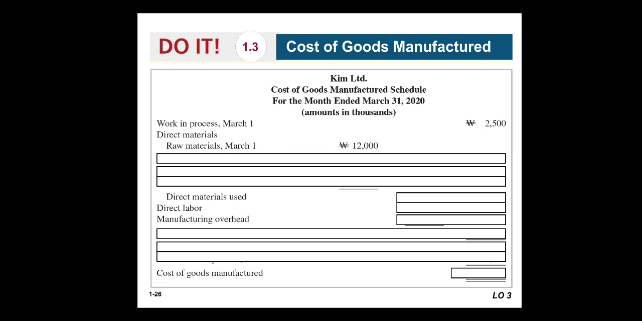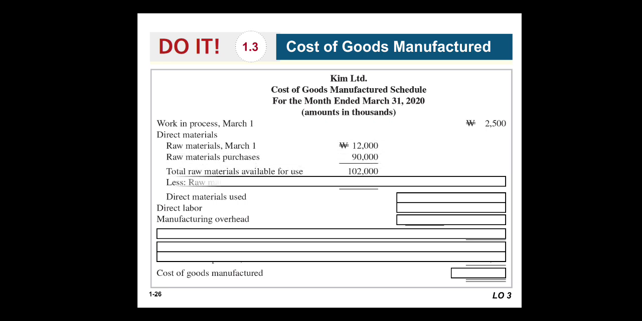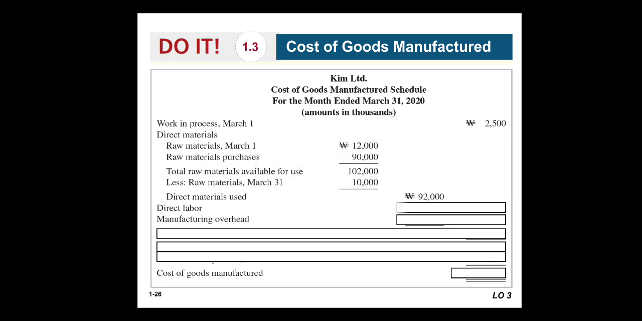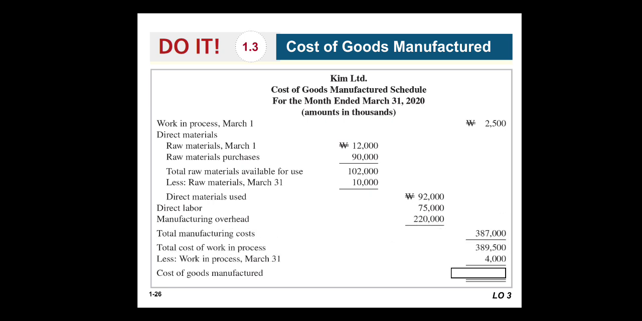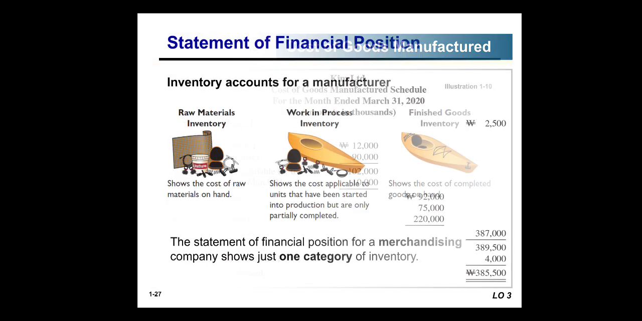Okay, see here, the numbers are here. Make sure you know how to do this. Okay, this is the way to do it. Everybody has to remember the format, and everybody has to know how to calculate this, and also how to prepare the income statement for a manufacturing business.